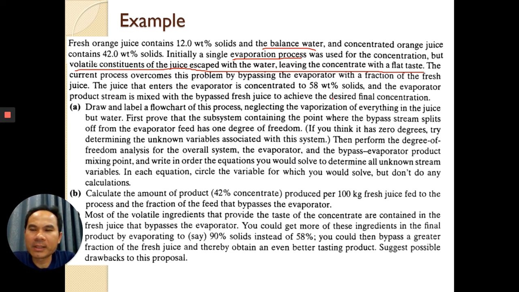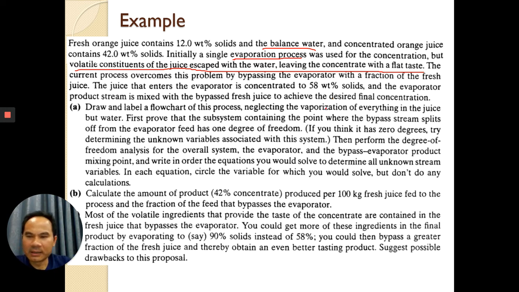Okay, the first question: draw the labeled flow chart. In this process we neglect the evaporation of the volatile constituents in the juice. We consider only the evaporation of water. Okay, we have to prove the balance and degrees of freedom, and B, calculate the unknowns.